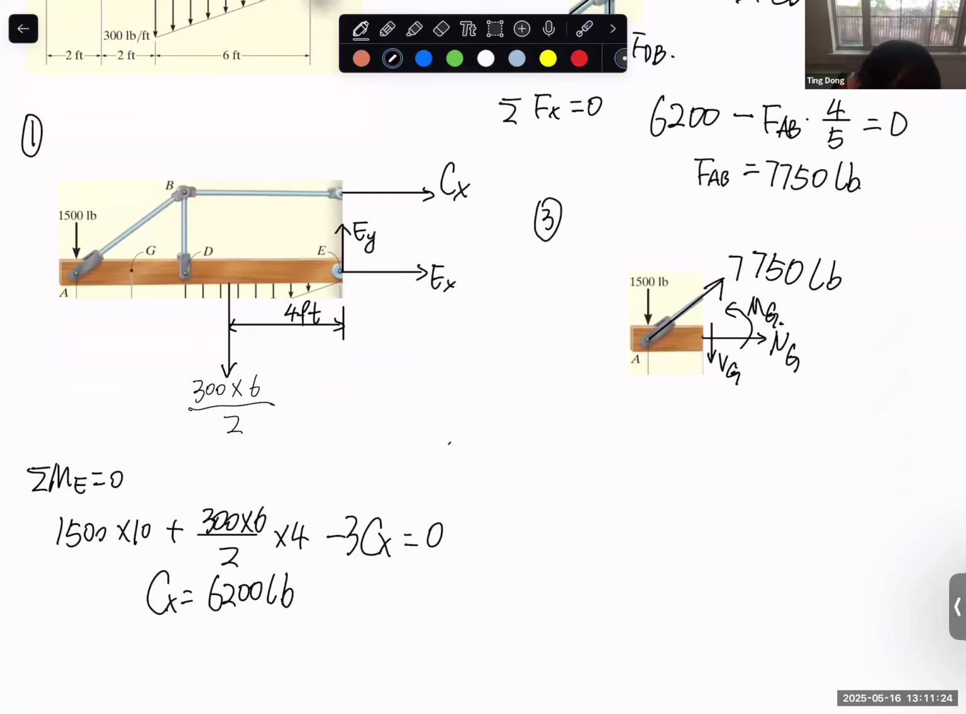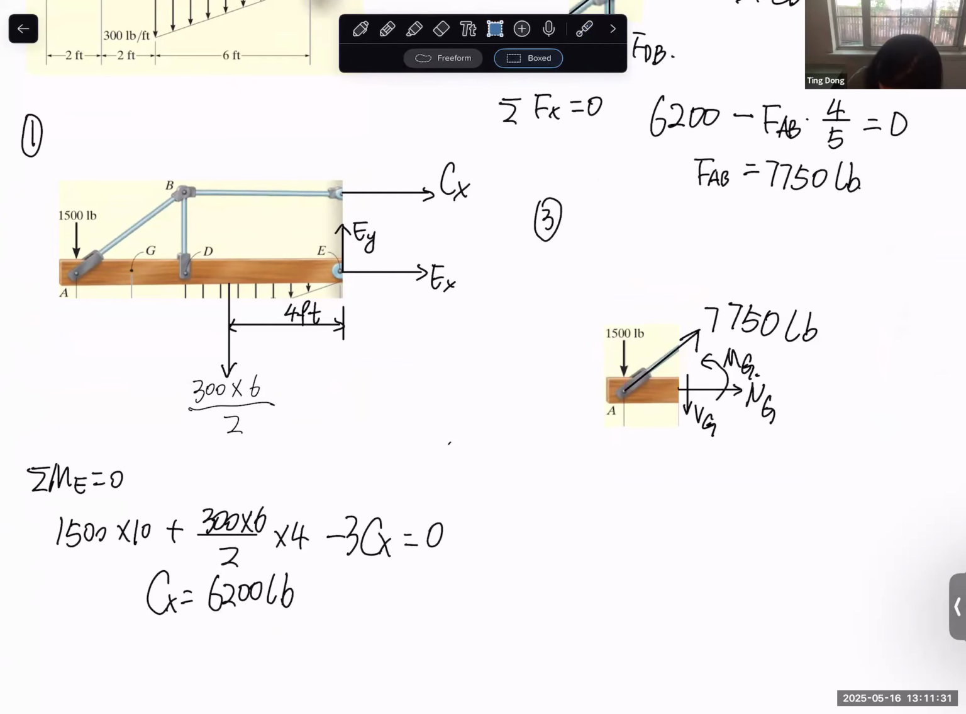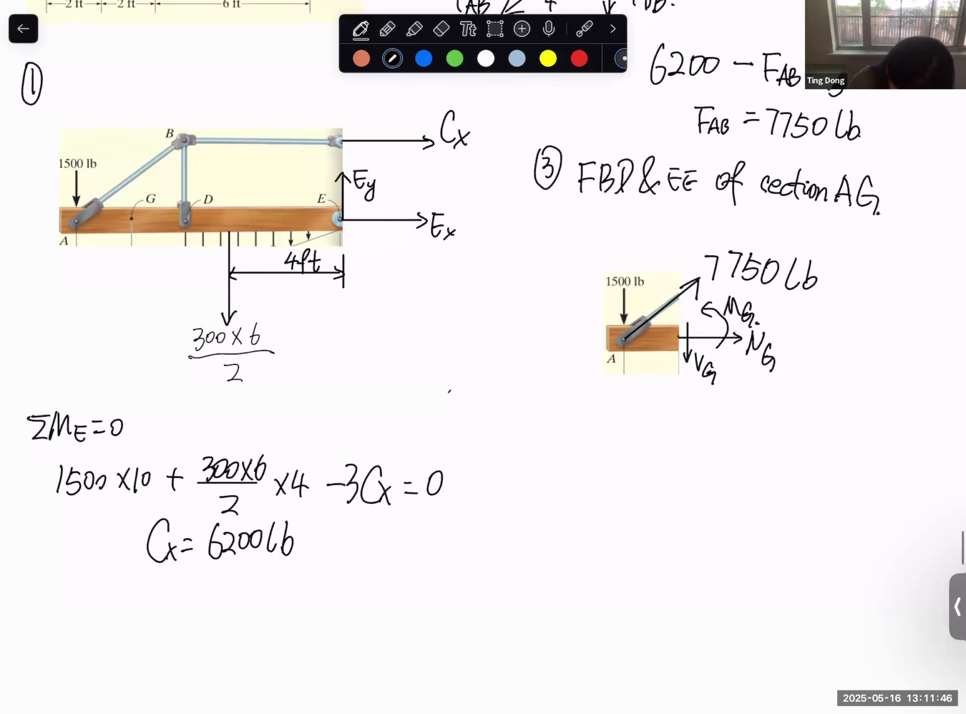Okay, back here. Now for the equilibrium equation, this is the third step: free body diagram and the equilibrium equation of section AG. And of course, now here we need three equations because we do need to calculate NG, we do need to calculate MG, and we do not have VG.